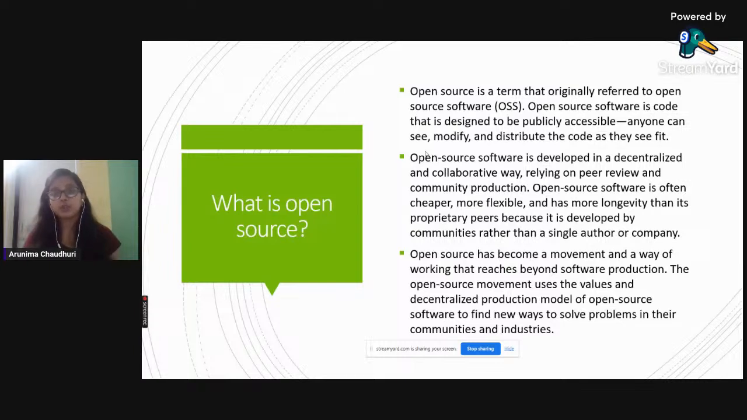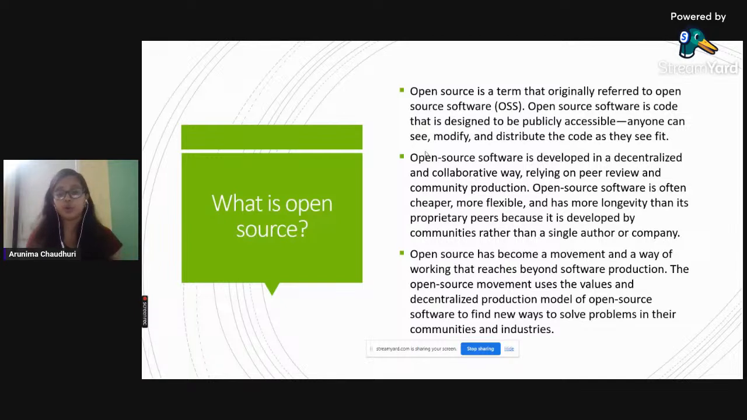Open source is developed in a very collaborative way, and this is the heart of open source software: the community and collaboration. They rely a lot on peer review and community production. Open source is often cheaper, more flexible, and has more longevity than its proprietary peers, and the reason is that it is developed collaboratively, with folks contributing to these projects from all around the world. So, this is a bit of introduction about open source.